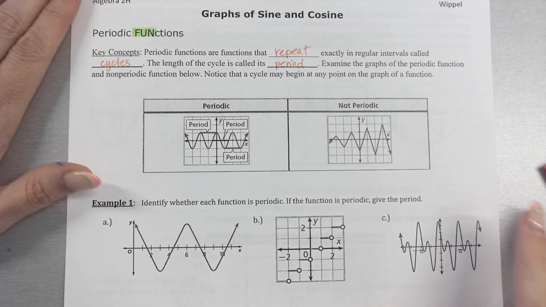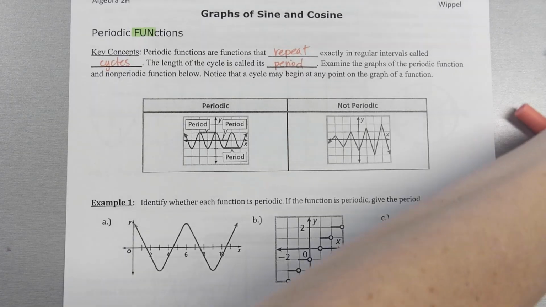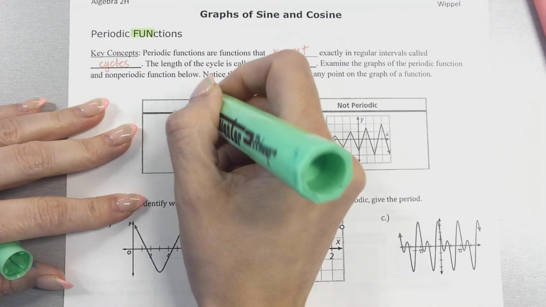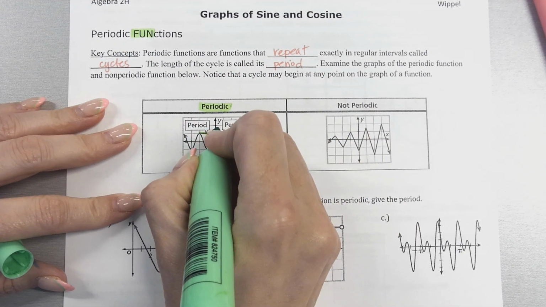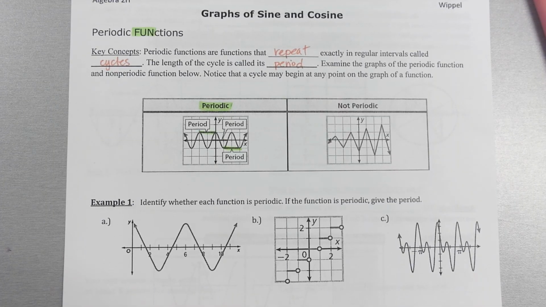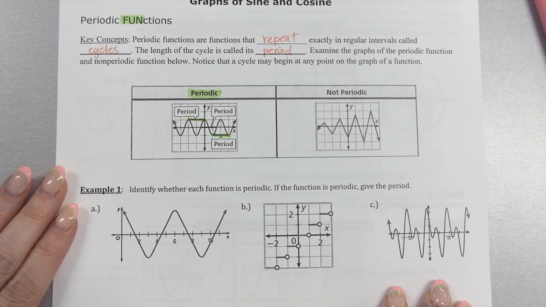The cycle can begin at any point on the graph, but you will see it keeps repeating that pattern. In the first one, just like we talked about in our packet today, when you are finding a period, you are going from a maximum to a maximum. You can also go from a minimum to a minimum. There are times where you can use the x-intercepts, but a lot of times there are multiple x-intercepts in a cycle, so it's best to use maximum to maximum or minimum to minimum.